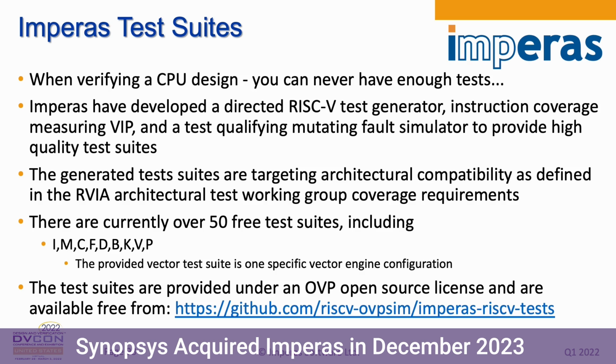We generate these test suites for targeting architectural compatibility as defined by RISC-V International, the working group on coverage, as I mentioned there. And we've generated over 50 test suites that we make available. We make them available with our RISC-V OVP Sim free simulator on the GitHub, and we have one of the test suites there, and the others are on the OVP World website. There's a link there on the screen, and you can go there and download them from the GitHub and also from OVP World. I'm now going to walk you through the GitHub and show some running.